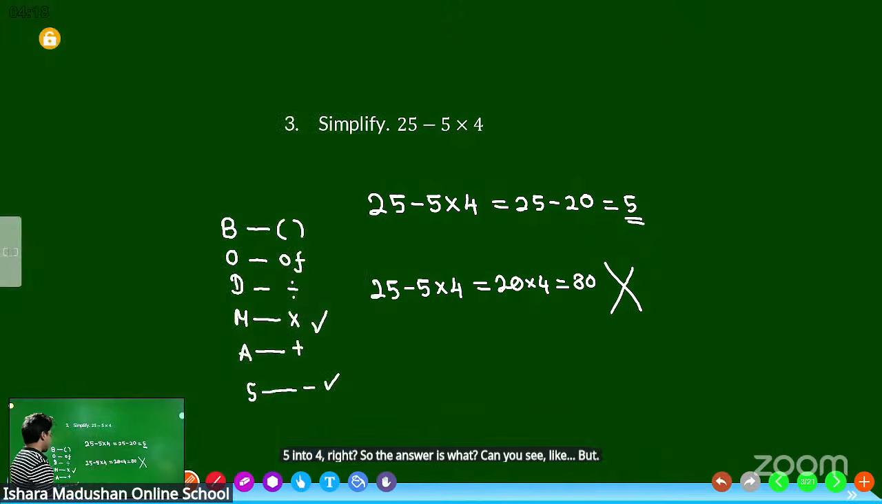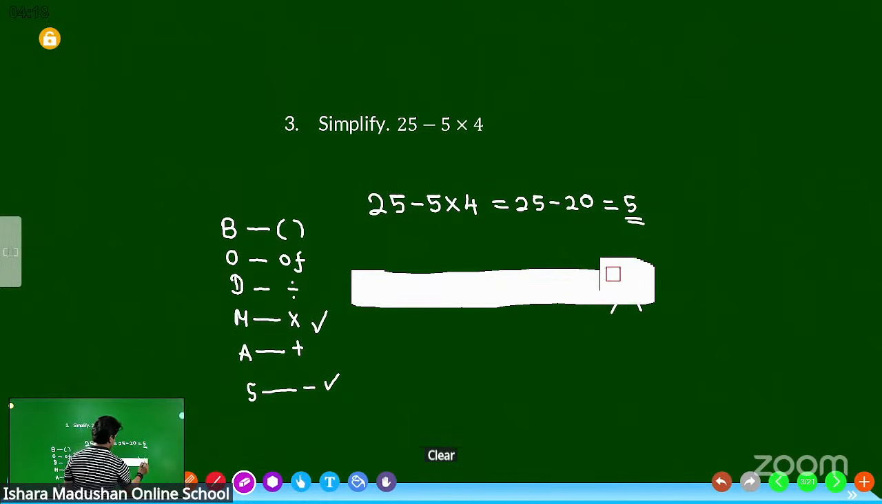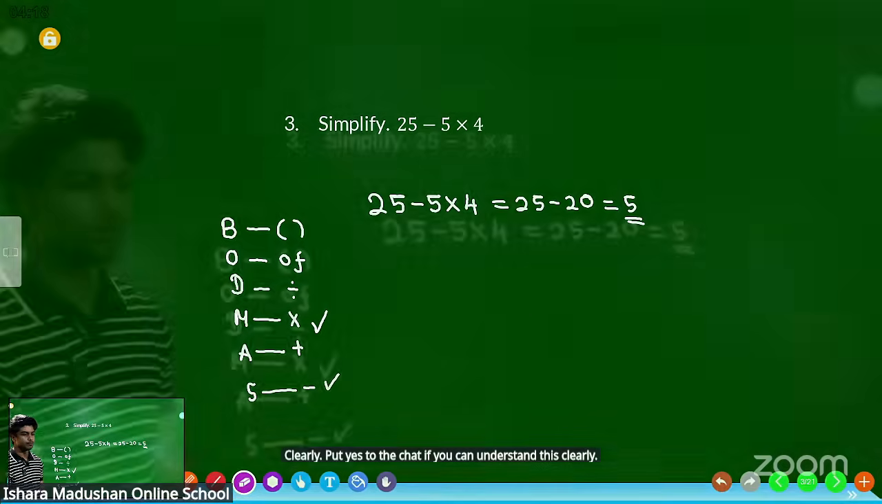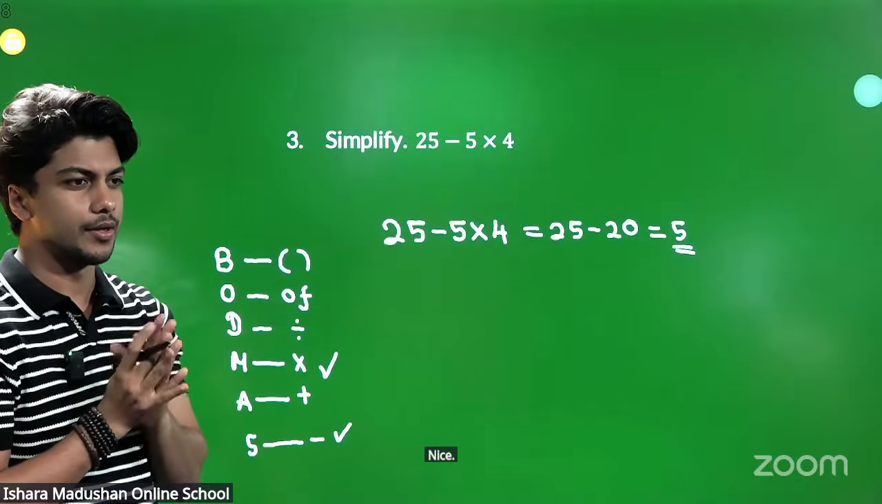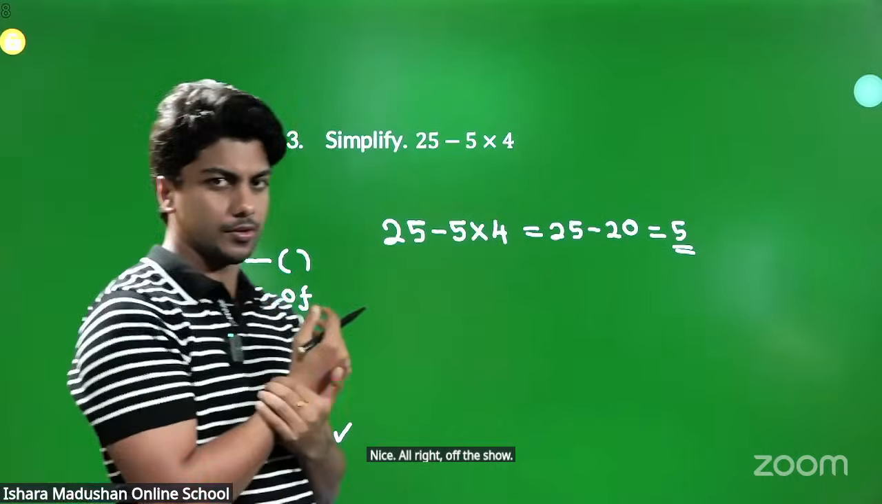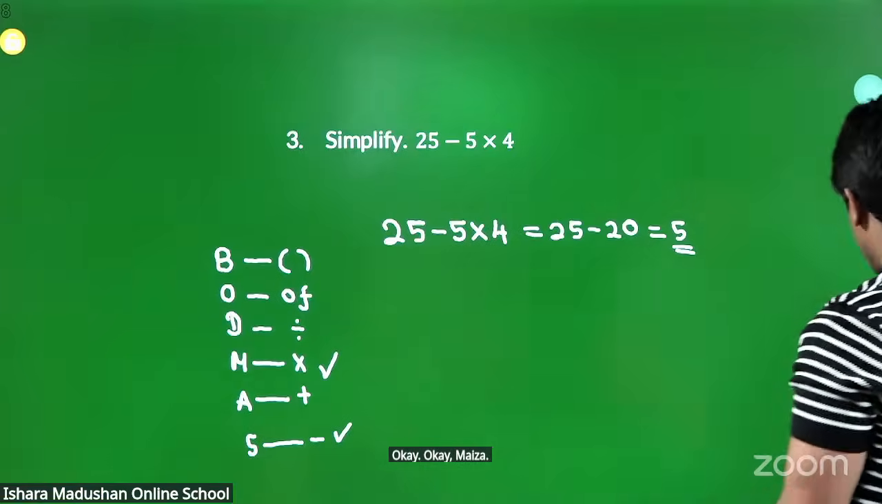Okay. Turn on the chat. Put yes to the chat if you can understand this clearly. Nice. All right, off the chat. Okay, Maisa.